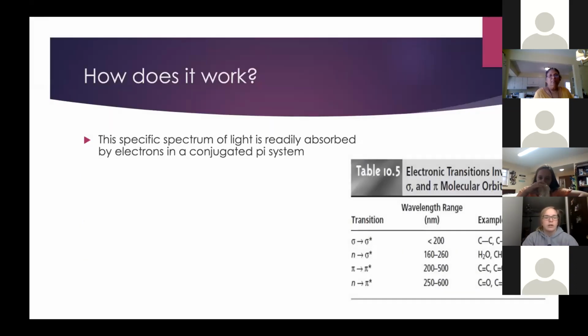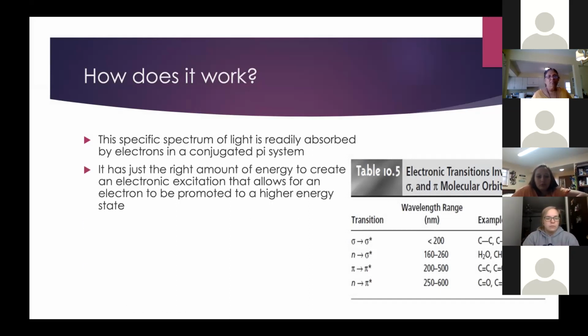So how does it work? The specific spectrum of light is readily absorbed by electrons in a conjugated pi system. So we've talked about conjugation and stuff. That just means the pi bonds are alternating. These wavelengths have just the right amount of energy to create an electronic excitation that allows the electron to be promoted to a higher energy state. And this excitation is called a pi to pi star transition.